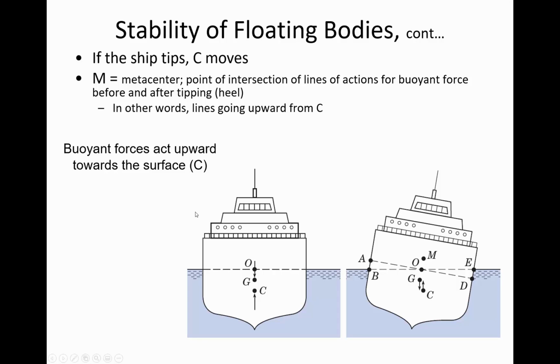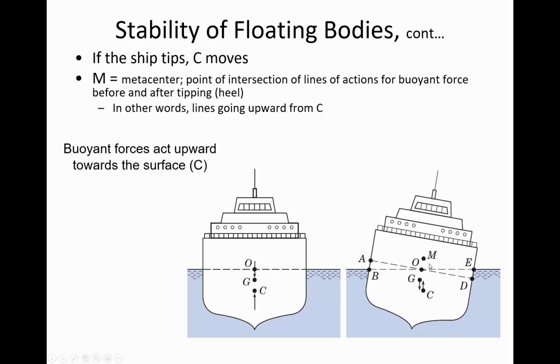And so think about in this image on the left, the buoyancy is pointing upward, and M is up here, the metacenter. But now if the boat tips over, the location of the center of buoyancy moves to the right, and so it's still going to be pointing up, but M is kind of like an axis of rotation. It is the axis through which all of the buoyant forces are pointing. So the metacenter is the point of intersection of the lines of action for the buoyant force before and after tipping. So in other words, C always points at M.